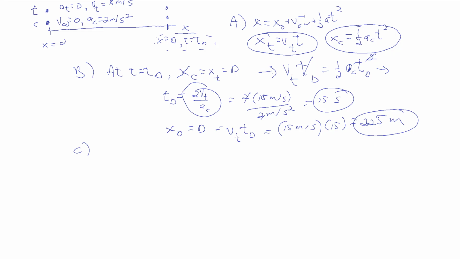Part C asks you how fast is the car traveling when the front of the car catches the front of the truck. Now, we don't have an equation for the velocity of the car yet. We have an equation for the position of the car as a function of time, 1/2 a c t squared. But you should know that the velocity is just the time derivative of the position. And so the derivative of t squared is 2t. That cancels the 1/2. So we're left with just a c times t.